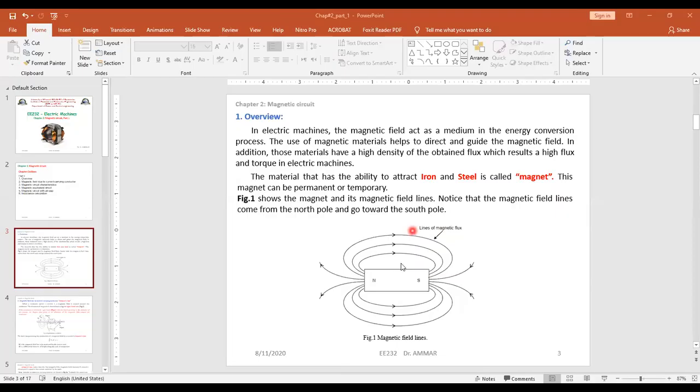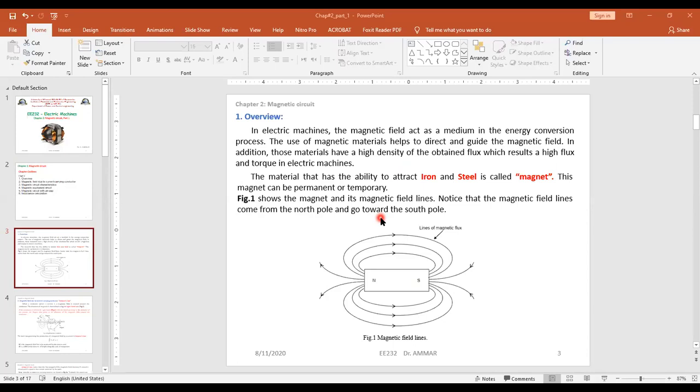Figure number 1 shows these magnets. Of course, in magnetism, we have poles, south and north poles. As you have seen in your first year, electric fields go outward from the positive charge and inward to a negative charge. In magnetism, we don't have charges, and the poles in magnetism cannot be separated. I guess this is general information.